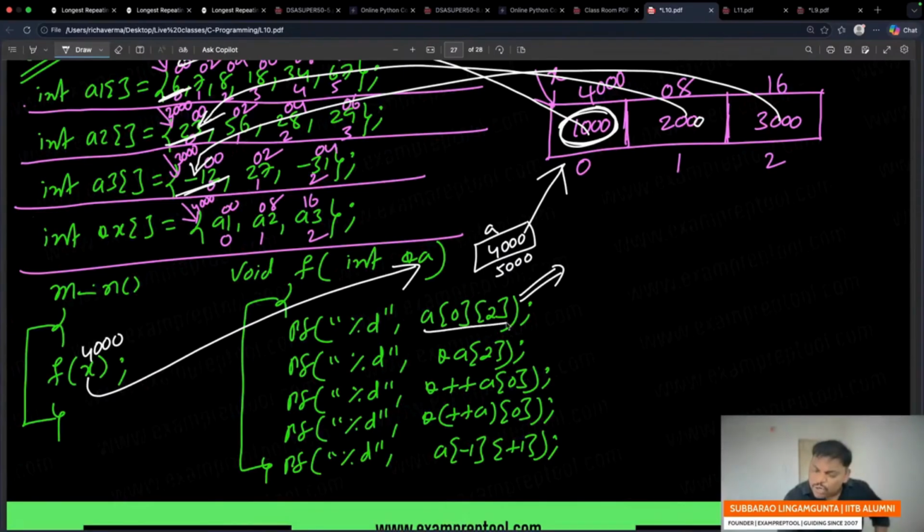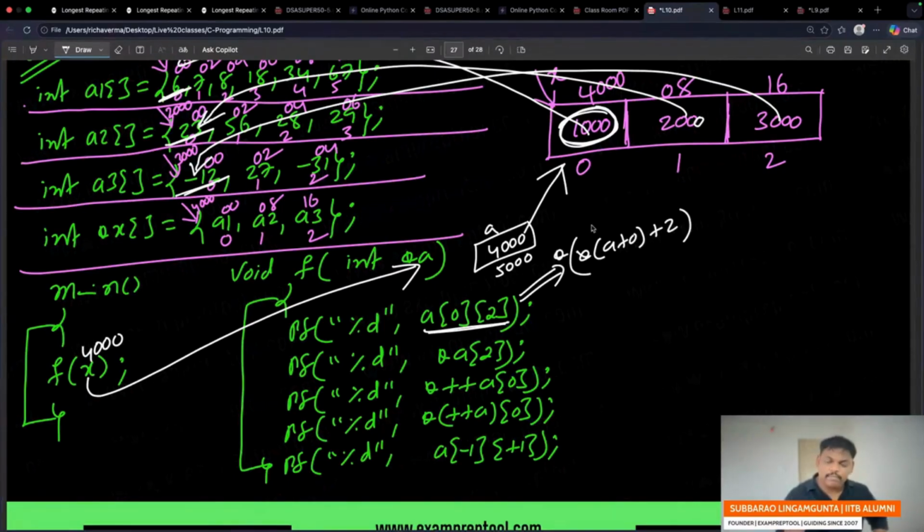This is the shortcut, but actually, if you observe, it is star of A plus 0, and then plus 2, star. Please be careful, that is the actual meaning. For the first bracket, it is star, plus 0. For the second bracket, what is the answer? Plus 2 and star. Right?